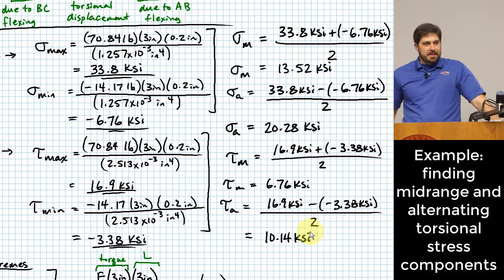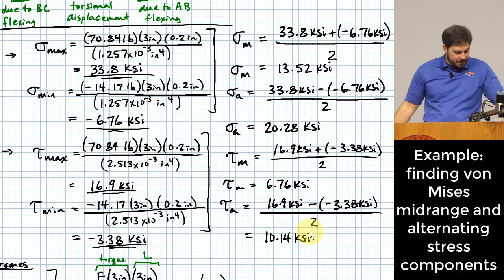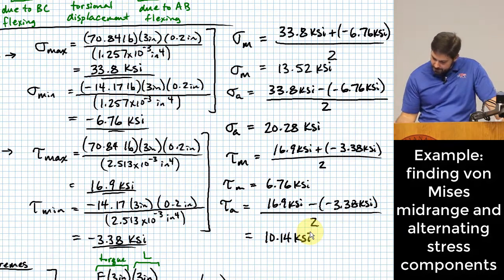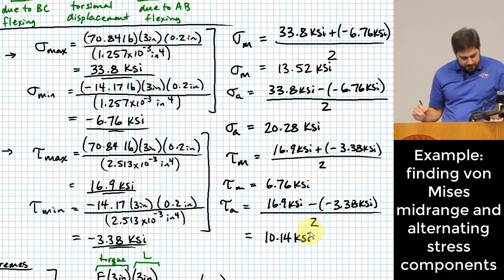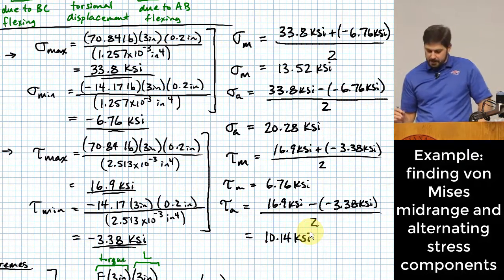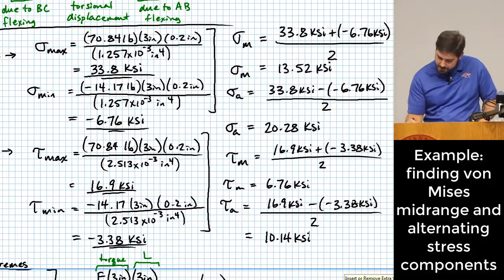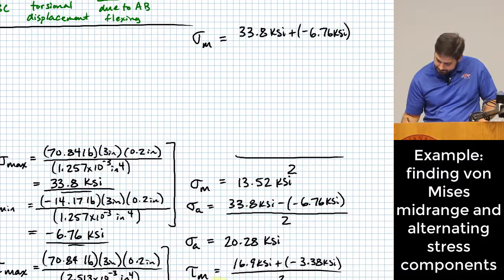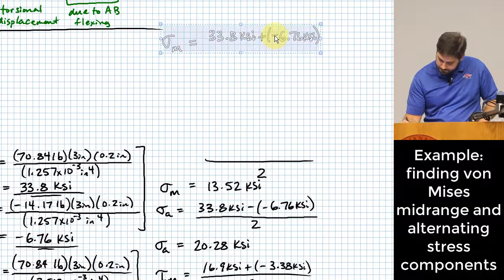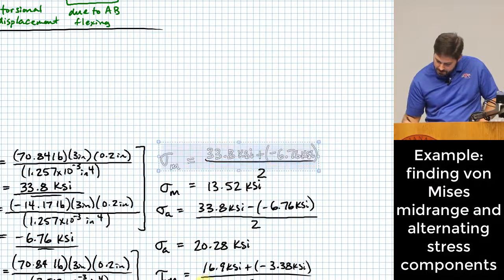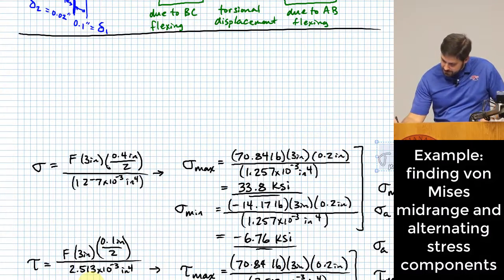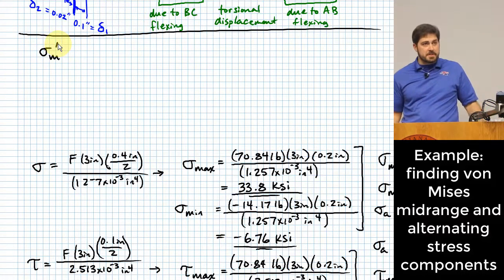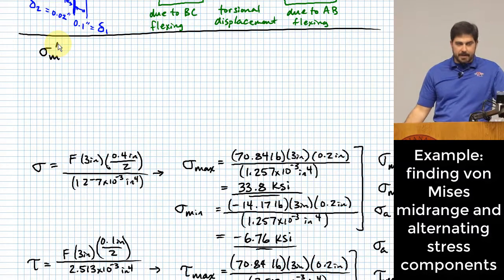We now have mid-range and alternating stresses. What else do we need? Well, at this point, if we want to actually use equations 655 and 656, we can do that because we have our mid-range and alternating components for each of the types of stress that are happening. And we can now plug those into equations 655, 656 to get what they call our von Mises mid-range and alternating stress, right?